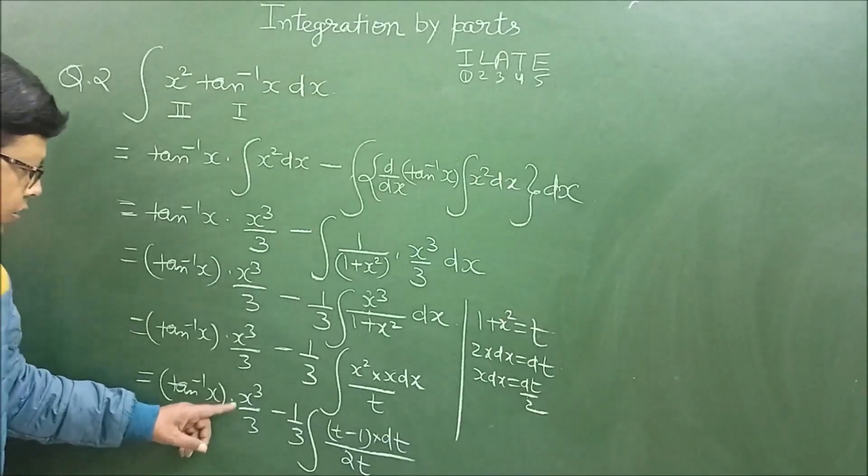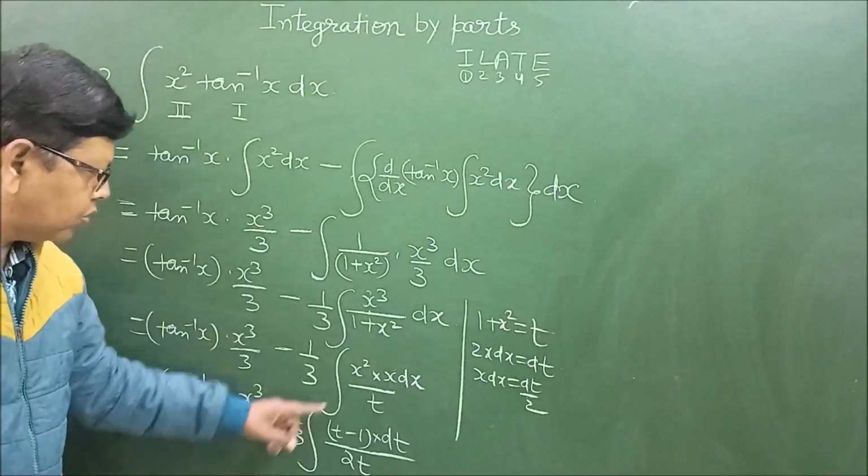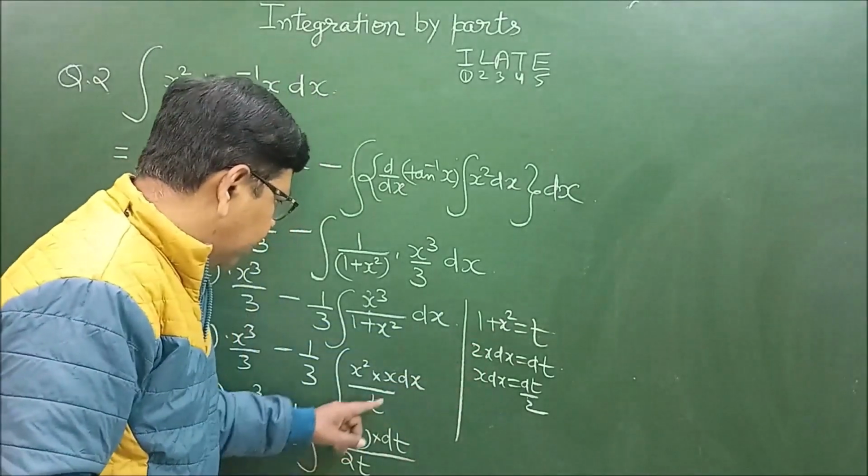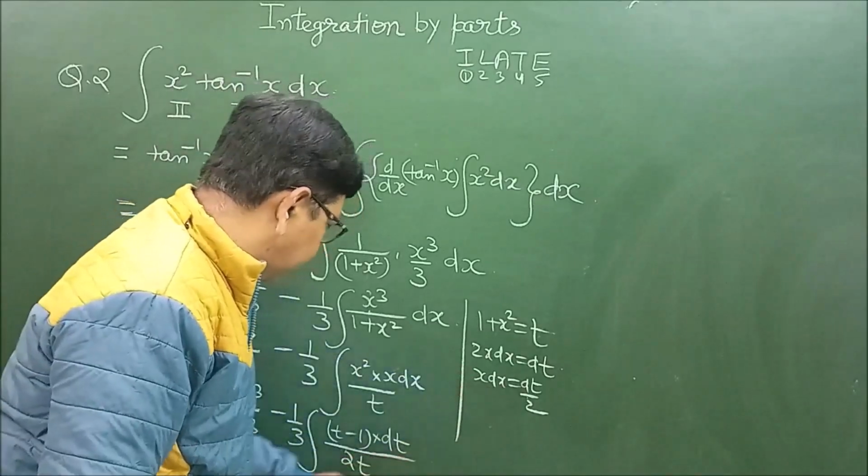tan inverse x into x cube upon 3 minus 1 upon 3, x square is replaced here by t minus 1, and x dx is equal to dt upon 2.